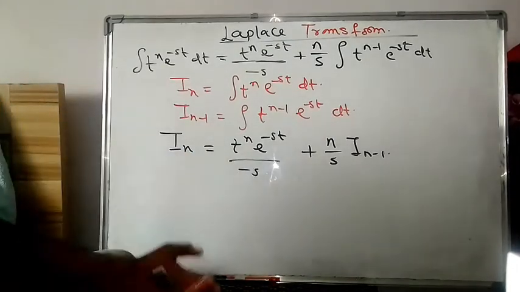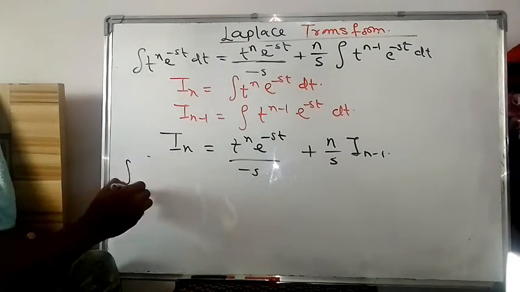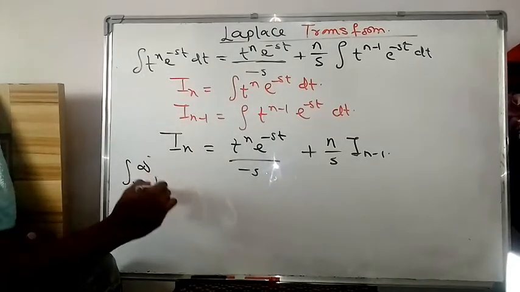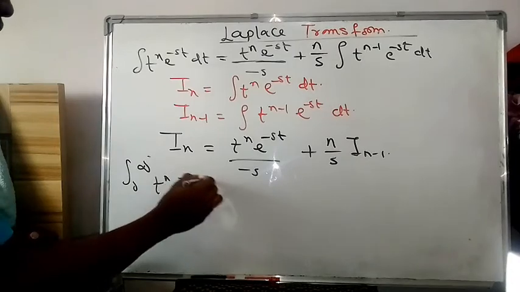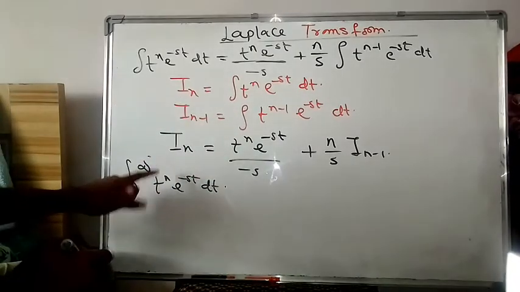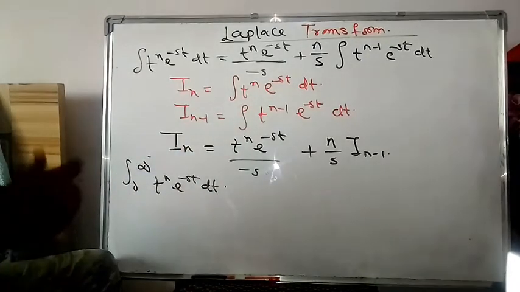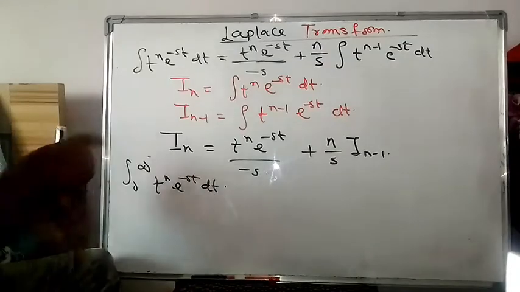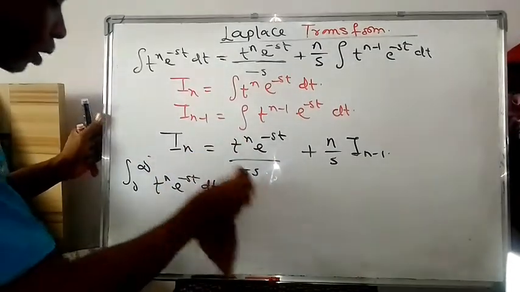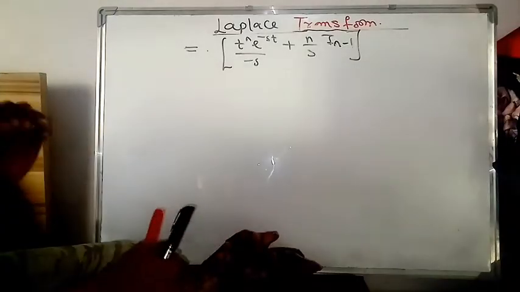So now we can apply our limits. Since the actual question says the integral from 0 to infinity of t raised to the power n, exponential minus st dt, and since I here is equal to the integral of this, applying our limits, we'll have the full value of I. So we'll have the Laplace of t raised to the power n. So now let's proceed, applying my limits, taking our limit from 0 to infinity.